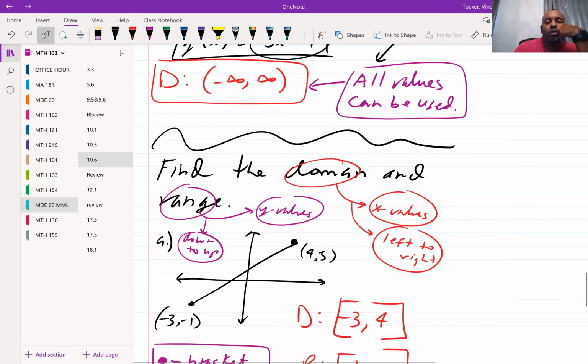Next set of directions, find the domain and range. So I wrote a few notes over here as far as the range and the domain. Don't forget your domain, all your x values, and you write them from left to right. It's always your least to greatest. So your domain, x values, horizontal, left to right. Your range, your y values, when you write those intervals, you're going from down to up. It's always your lowest value to your greatest value. So since your range is your up and down, your vertical axis, you write your lowest value first, and then you go up.